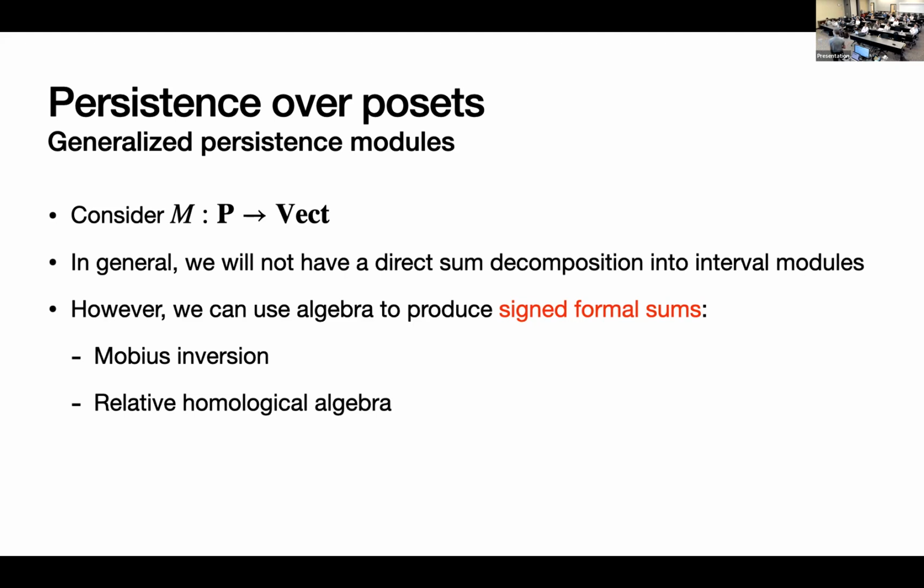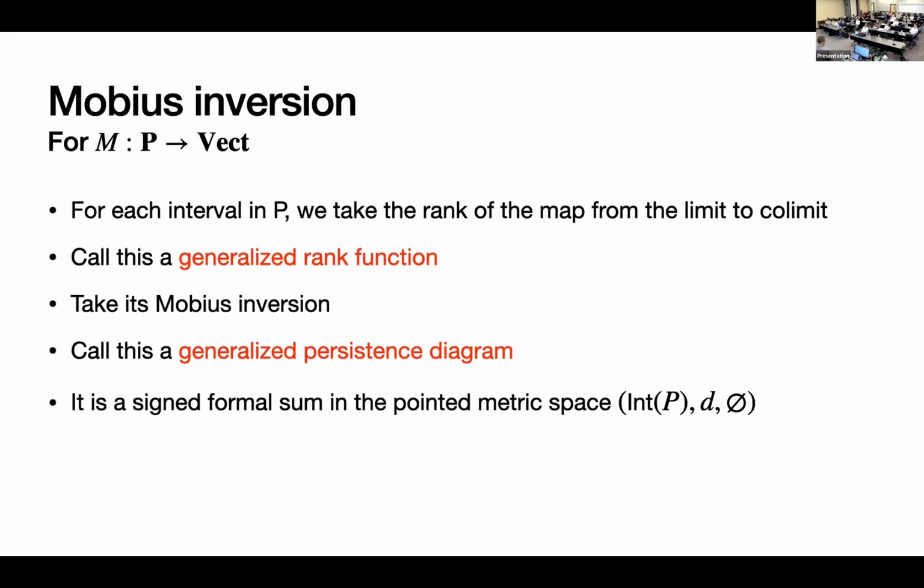Okay, so these signed formal sums are produced by the natural extensions to constructions that we use for the ordinary persistence modules. So these I'm going to introduce briefly. Möbius inversion and homological algebra are closely related. Möbius inversion is a combinatorial construction. So this is the general construction for a finite poset. For each interval in P, we have a generalization of the notion of rank of a map.